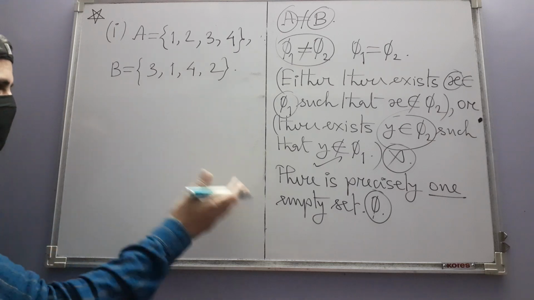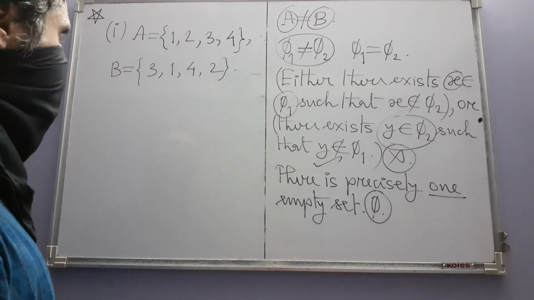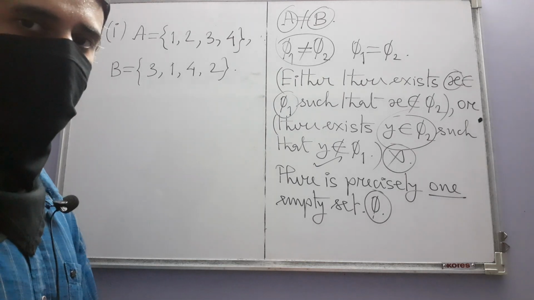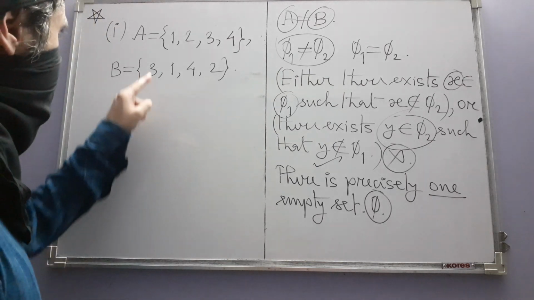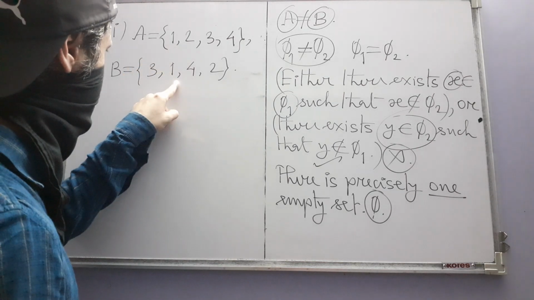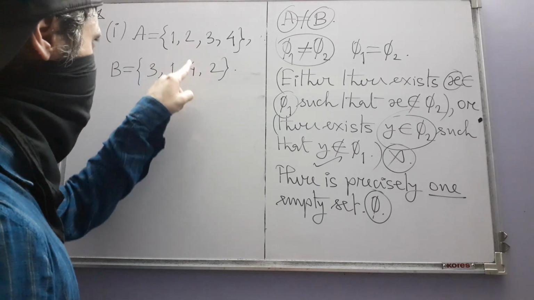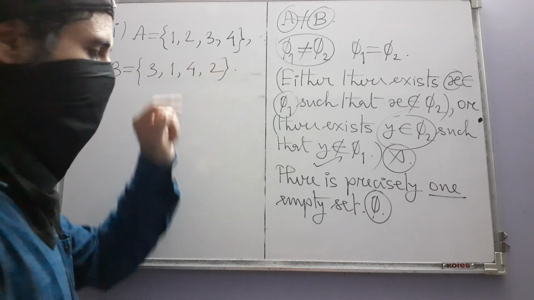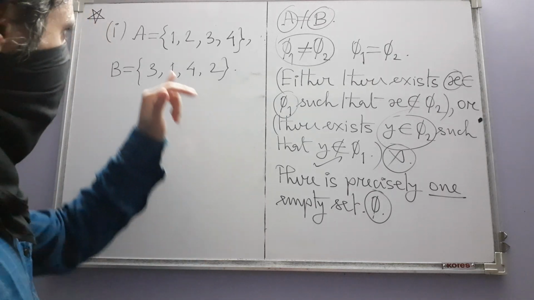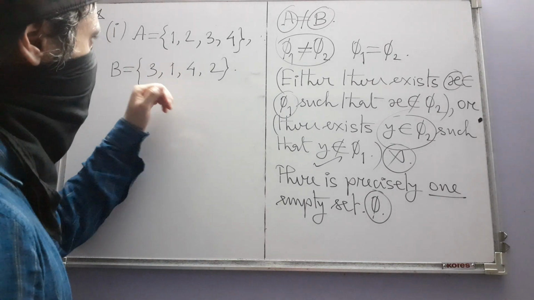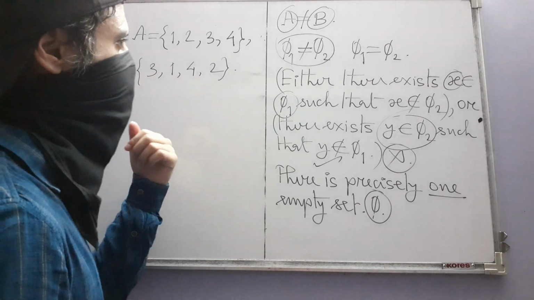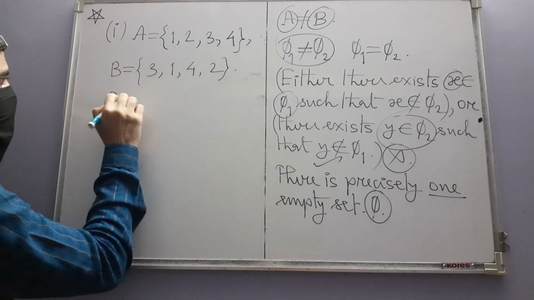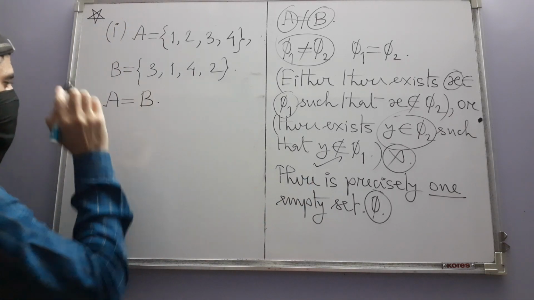What matters also by the definition of equality is that every element in one set should be an element in the other, and vice versa. Is 1 an element here? Yes. Is 2 an element here? Yes. 3 is an element here, 4 is an element here. So every element of A is in B, and like that every element of B is also in A, and that is why A is equal to B.